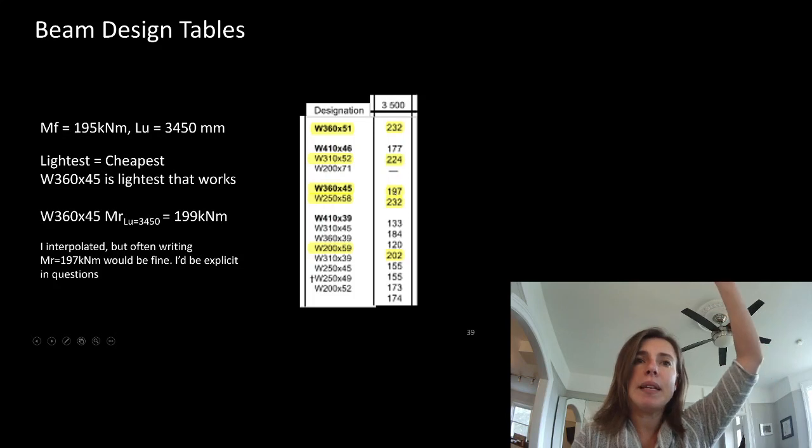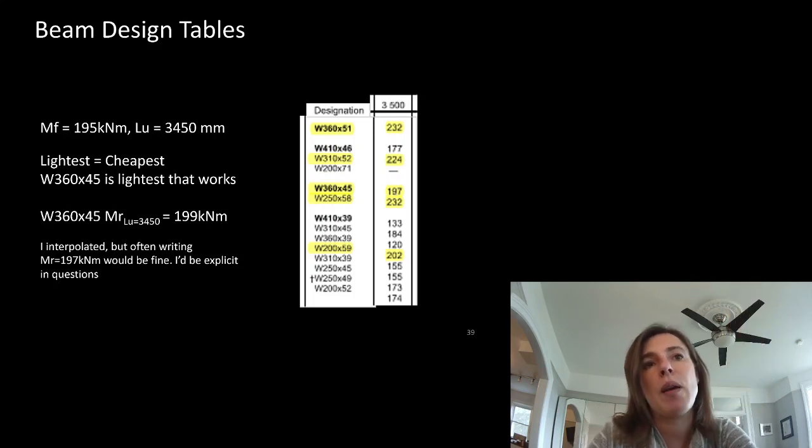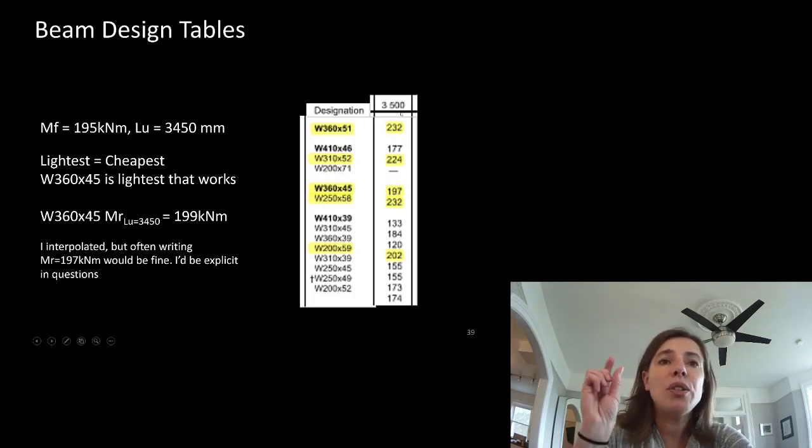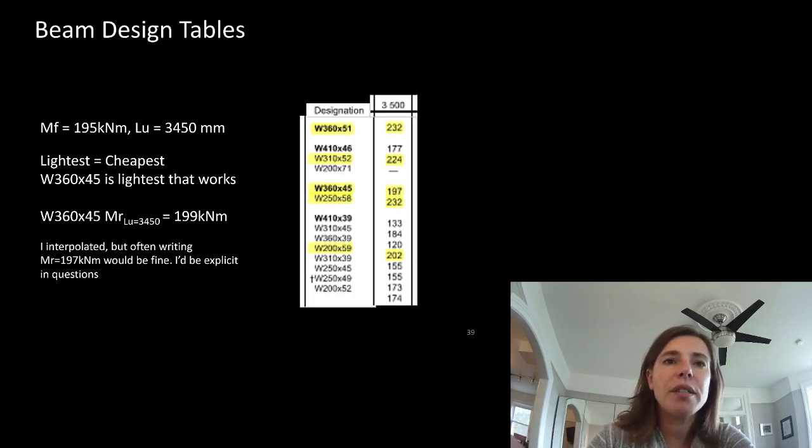There was more on the list, but it got more and more obvious that they weren't going to be the cheapest option. So the W360 by 45 is the lightest member that works. Now, they actually asked us for an LU of 3.45, and we looked up 3.5 meters. If I was practicing, I'd be like, you know what, that's 2 inches longer. Longer is conservative. I'm going to write that down. But we want to be explicit here.